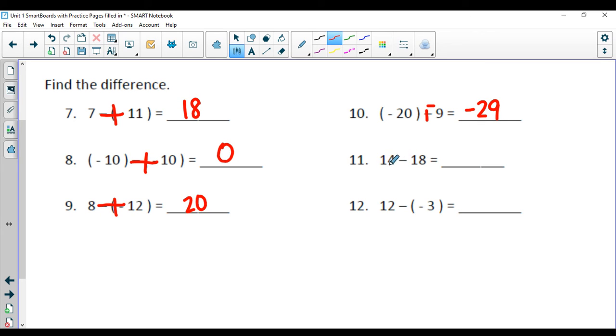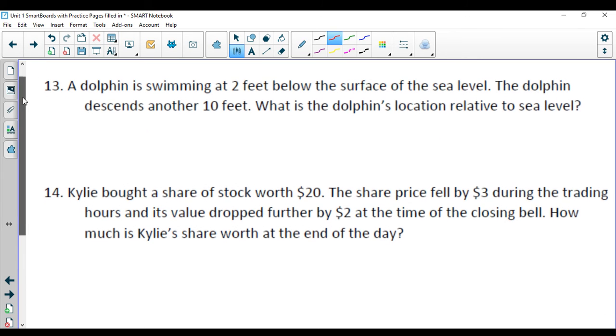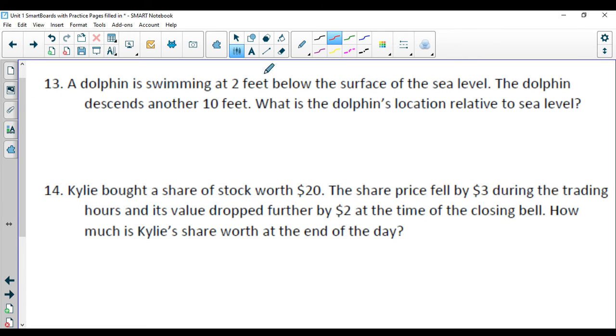14 minus 18, first number stays, change to addition, change the opposite. 14 plus a negative 18 is giving you a negative 4. 12 minus a negative 3, big old plus sign, so 12 plus 3 is now 15. Final 2 questions in your practice packet are word problem ones.